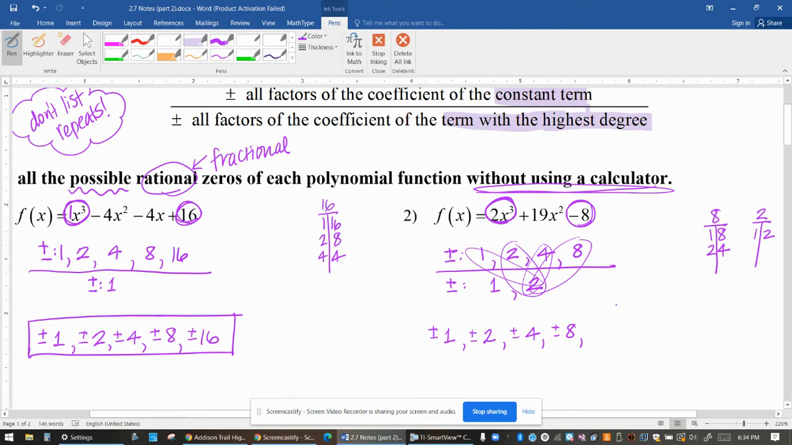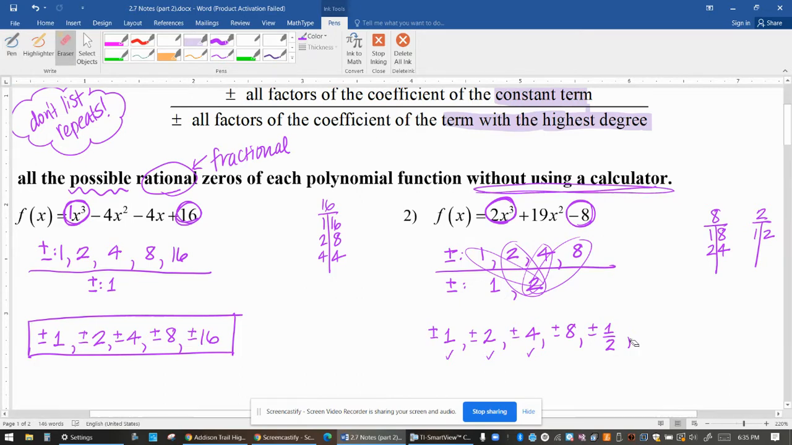So now 1 divided by 2 is 1/2. 2 divided by 2 is 1, but I'm not going to list it because, just so you know, we don't list it if it's already on our list. So no repeats. And then 4 divided by 2 is 2. That's already on the list. So remember, we already had those. And then 8 divided by 2 is 4, and that's already on the list.